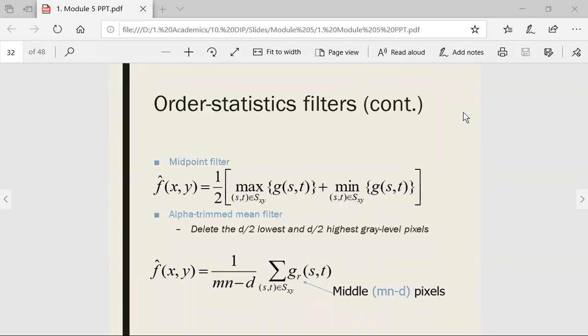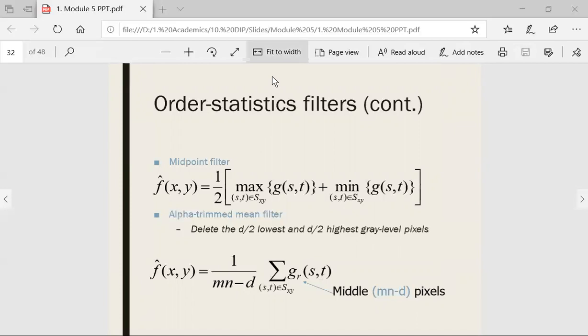Okay, so order statistics filters continuing. We have seen median filter, min and max filter. Now the midpoint filter is a combination of min and max. It is represented by half of max g of s,t plus min of g of s,t. The alpha trimmed mean filter is nothing but 1 by mn minus d, where d is the total number of trimmed pixels, and mn minus d is the number of remaining pixels, summing g of s,t itself only.